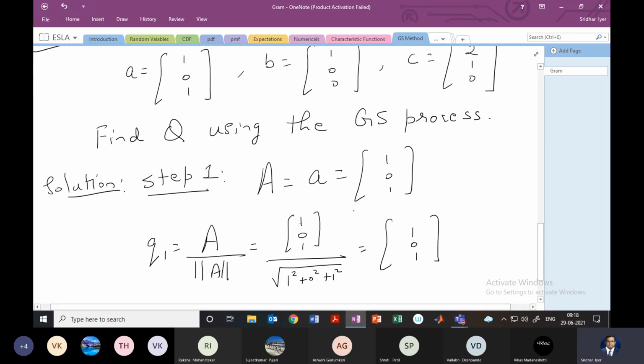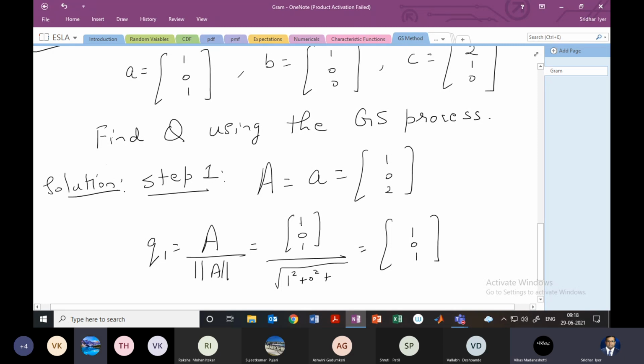Okay, so I'll give you another twist in this. Let's say, for example, if A was 1, 0, 2, then the length would have been root of 1 square plus 0 square plus 2 square, which would be root 5. Therefore you would have had 1 by root 5. But here, because it is 1, 0, 1, we are getting only 1. I'll erase that and we'll write what the question gives.